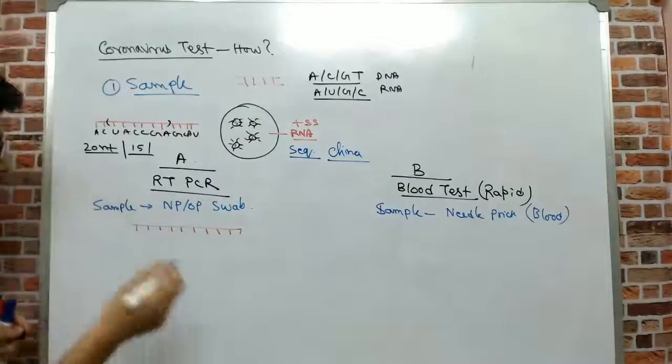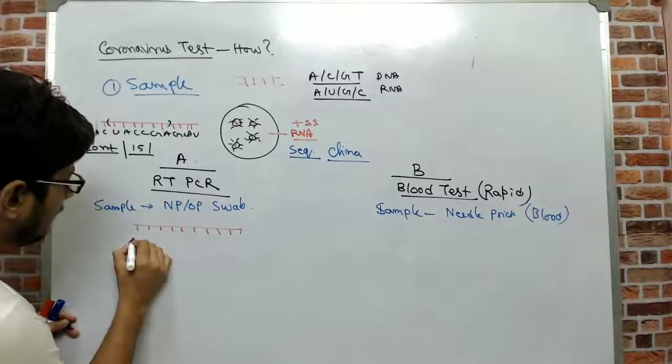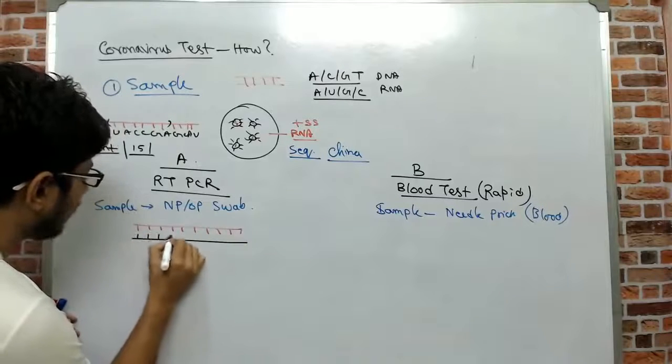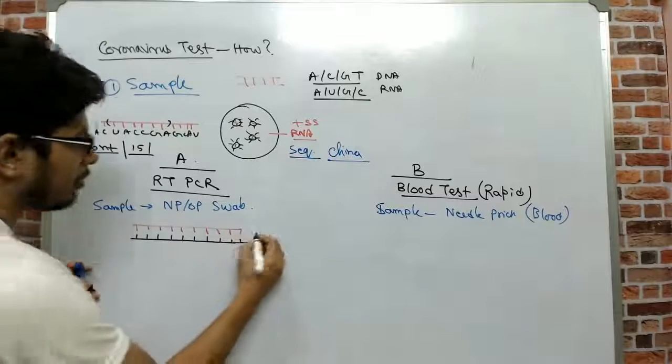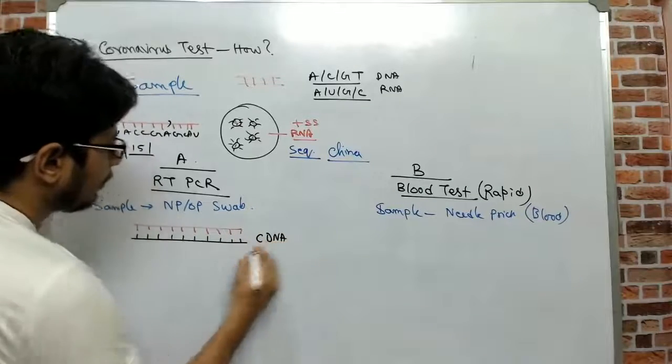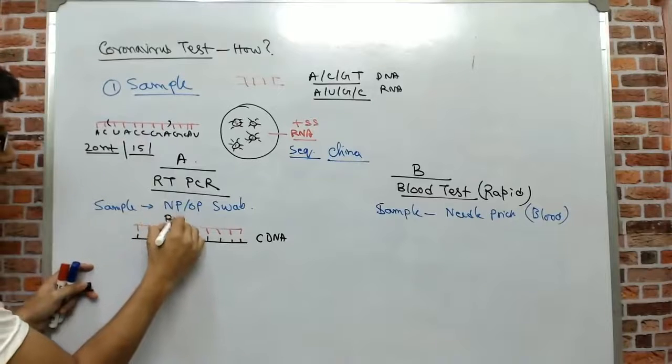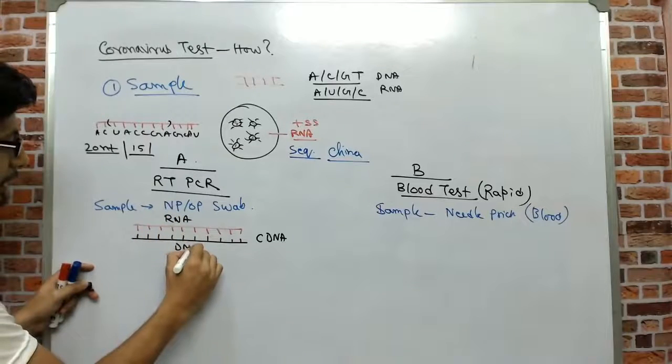So we use that enzyme to make a DNA copy. We are drawing the DNA strand in black color and the RNA in red color. The very first product is known as a complementary DNA copy, which contains one RNA strand, this is an RNA strand, and one DNA strand, this is a DNA strand.